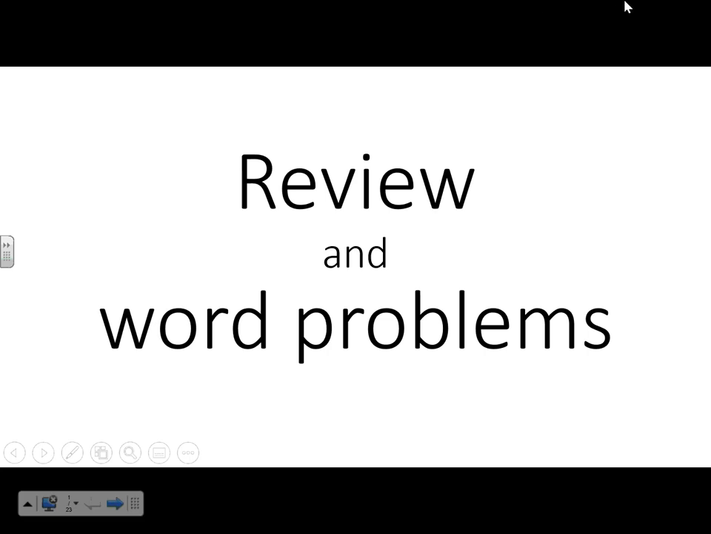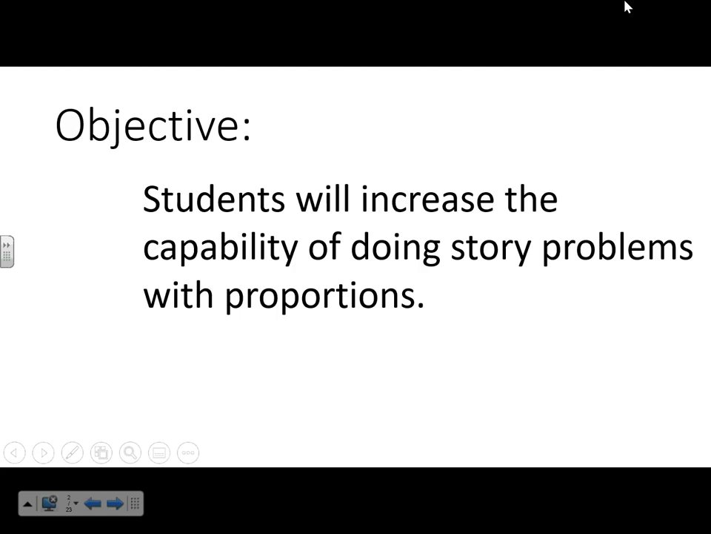This lesson is a little bit of review, then some word problems. And I should say with the review, some of the stuff we didn't quite get to, so it's not really a review. The other stuff is stuff that we kind of know how to do, but it's a lot of different things all in one, and we haven't done all the things in one problem yet. So they might look a little bit new, but some of them are stuff we've done before, just all together. So the objective: students will increase the capability of doing story problems with proportions.